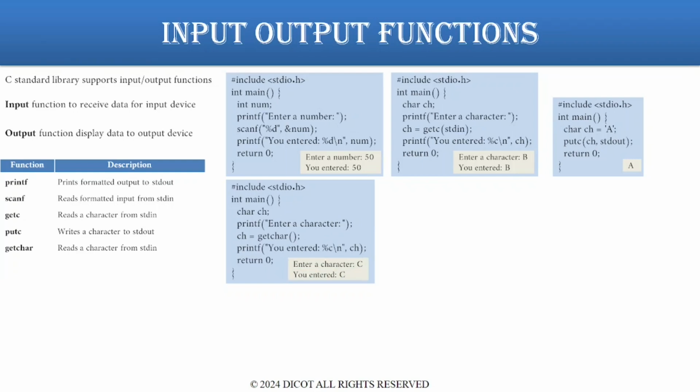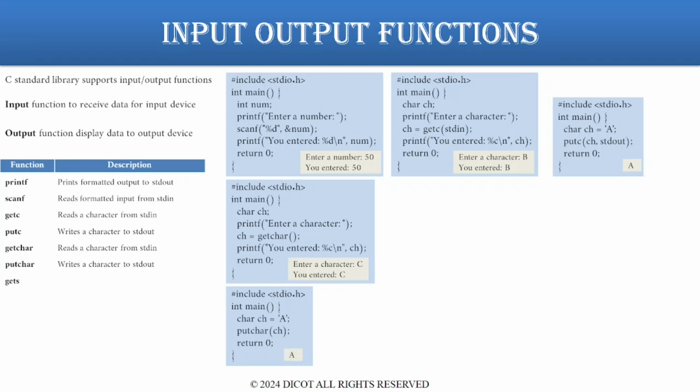putchar writes a character to the standard output device. Example, let's assume we have the character ch declared as a character and initialized to A. The program displays it on the output device using the output function putchar. Here the putchar function receives one argument, the character to be displayed. The output of this program is A.